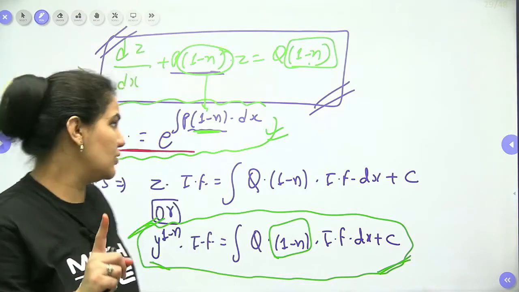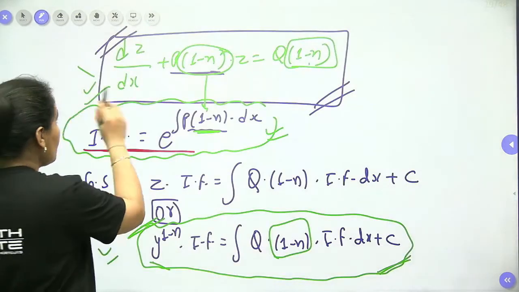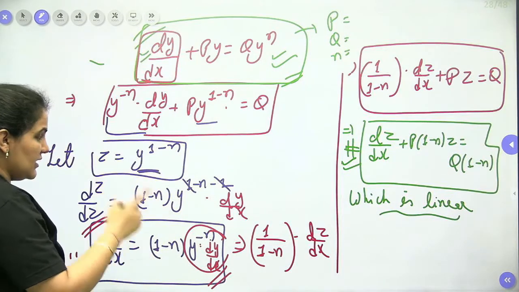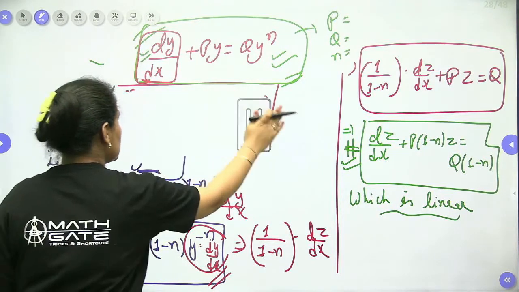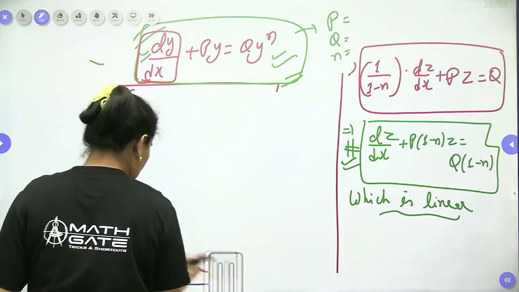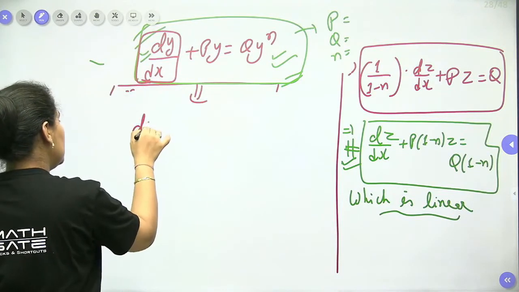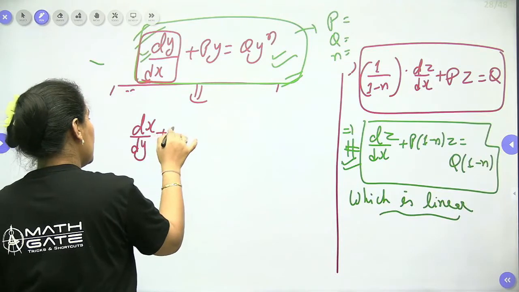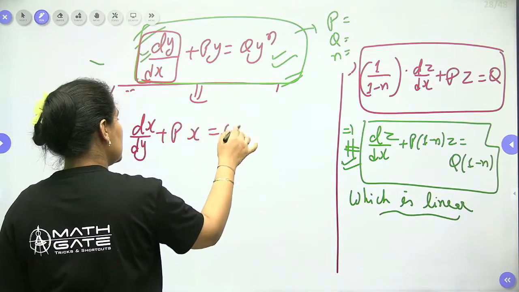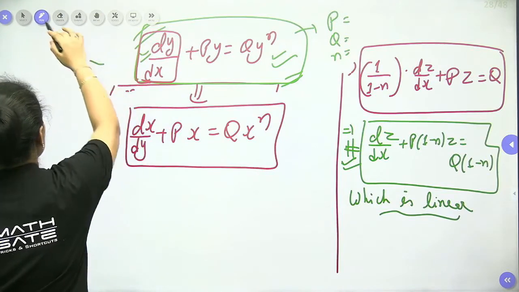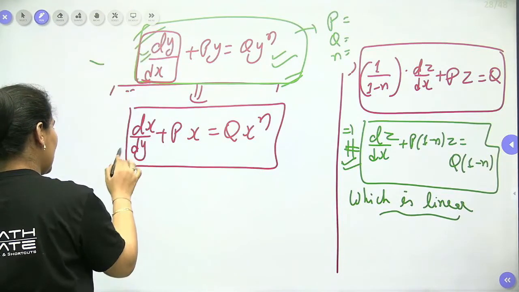Let's have a discussion on one more thing. This was the equation when we have dy by dx form. This is the process when we have dy by dx form. If we have dx by dy form, then how will we approach? Let me show you. If we have dx by dy plus px is equals to qx to the power n form, then how will we approach? The process will be the same, only with a slight difference.